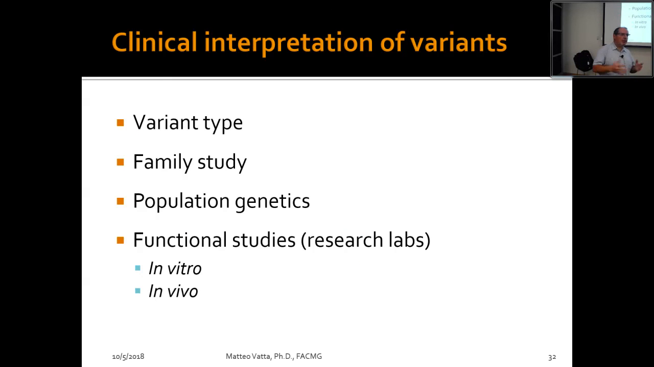So every time that we identify a variant, we have to undergo the clinical interpretation of the variant. What is the association between the change that we see in the DNA and the clinical phenotype that the subject is presenting? So we have to analyze the variant type, and when we can, do family studies or population genetics, or, if we are lucky and we have an association with a research laboratory, do functional studies.